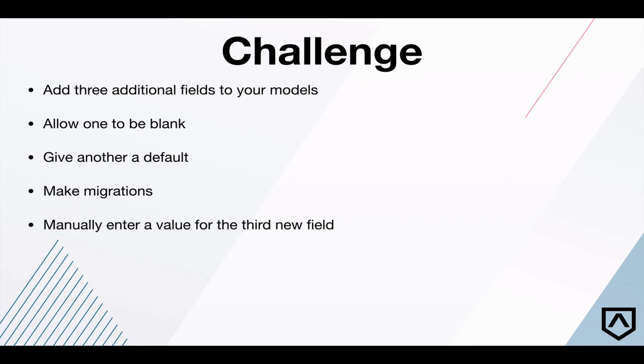So, as an additional challenge, go ahead and add more fields to your models. Allow one to be blank and give another a default value, maybe with blank=True or default equals some value. And then make your migrations, and then go ahead and run the migrations. Because one of the fields can't be blank and doesn't have a default, it'll ask you to put a value in there. So go ahead and manually do that.